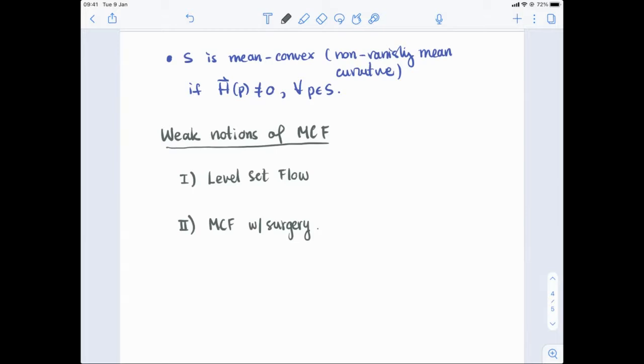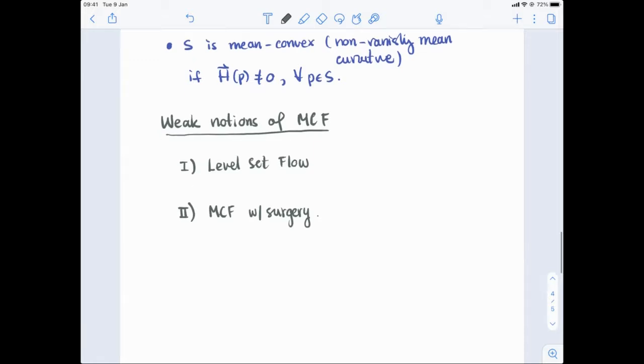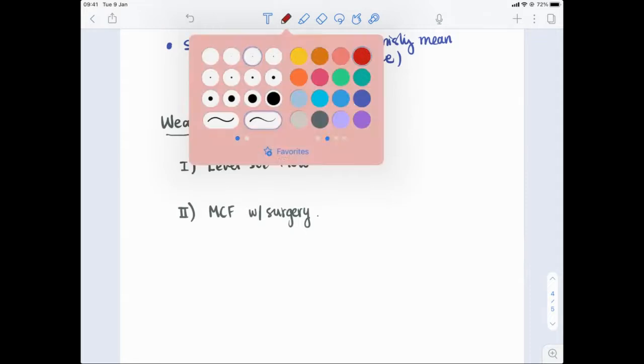And in this type of flow, what happens is, so let me just draw an example. I have my notes here. So let me just describe what happens. So you can imagine that you have some surface S0 here. So let me call it S0.